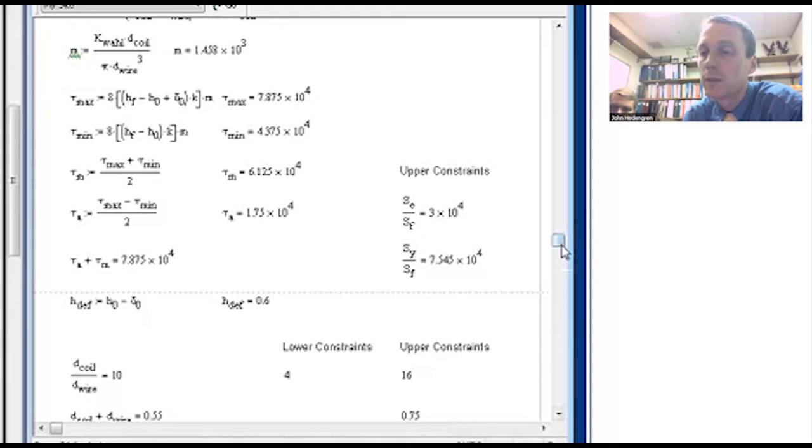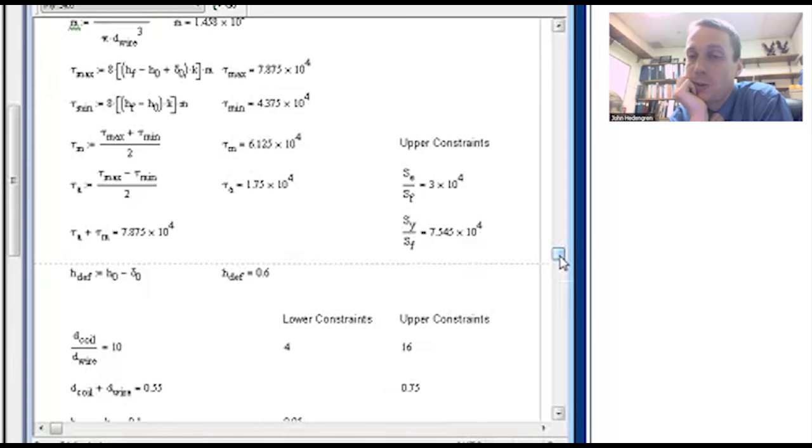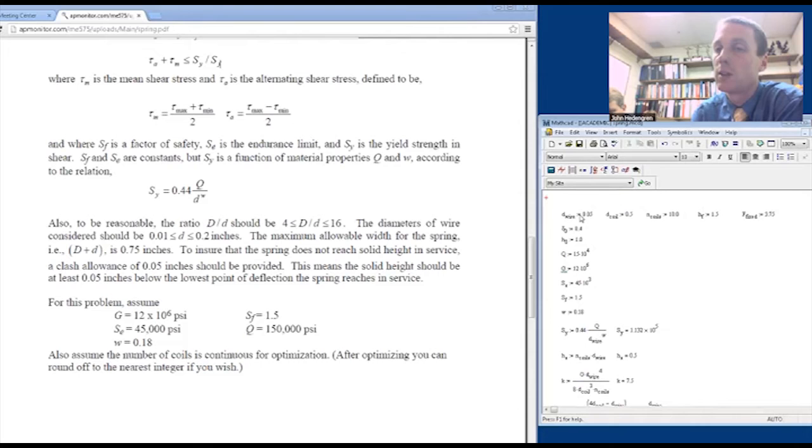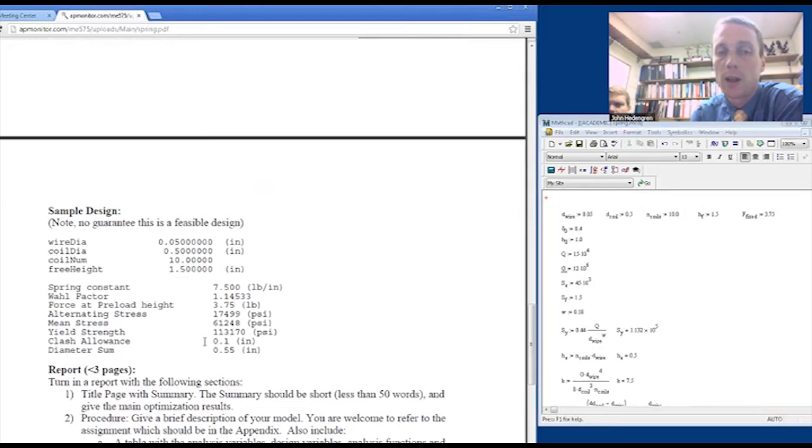Okay, so now we want to set this up as an optimization problem. You have a lot of equations here, a lot of things that you're carrying around. So the first step I'd recommend, instead of just trying to solve the optimization problem, would be to make all of these parameters fixed values, and then just calculate this sample design to make sure that you have something that agrees with these design conditions. So if you just plug these in, you should get these answers for all of your variables and values.